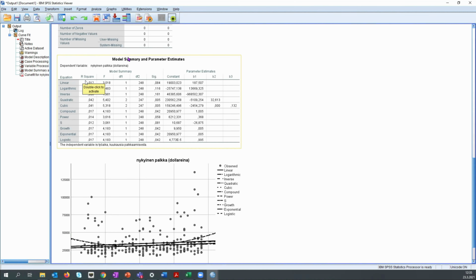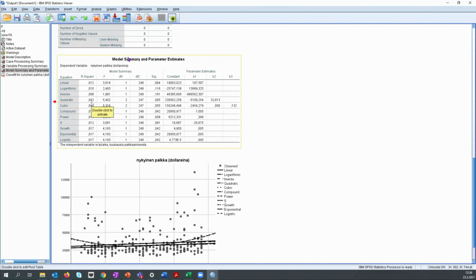And as you remember, R-squared says how well the function approximates the values. So from all of these, I select the one with the best approximation. And in this case, it seems to be quadratic. It's not a good one, but it's the best of these.